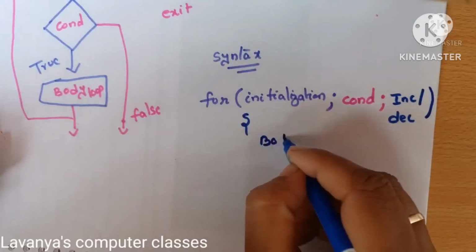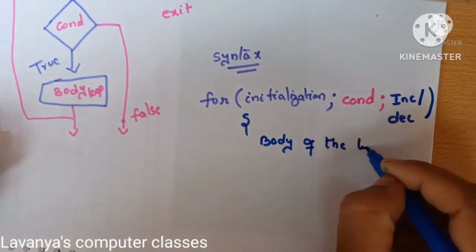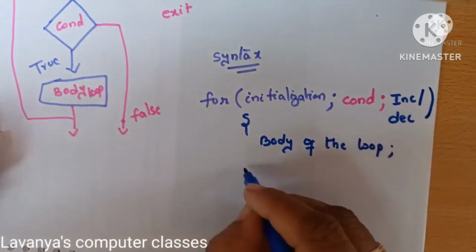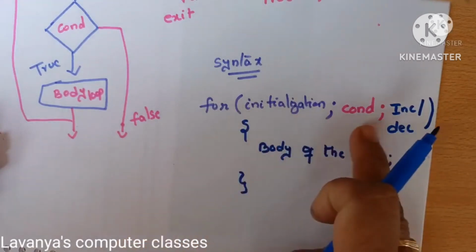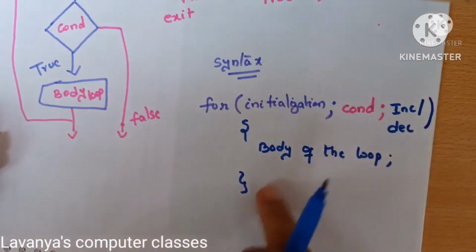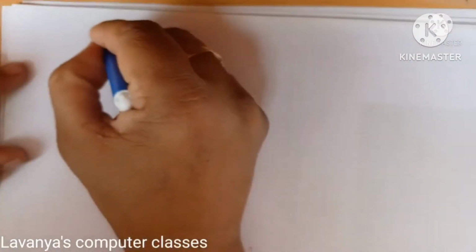Then depending upon the condition, this is the body of the loop, executing the body of the loop. So this is the syntax of the for loop. A for loop does not end with a semicolon because the body of the loop also belongs to the for loop. That's why we don't keep a semicolon.